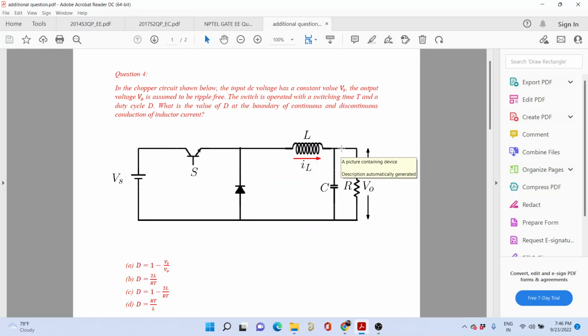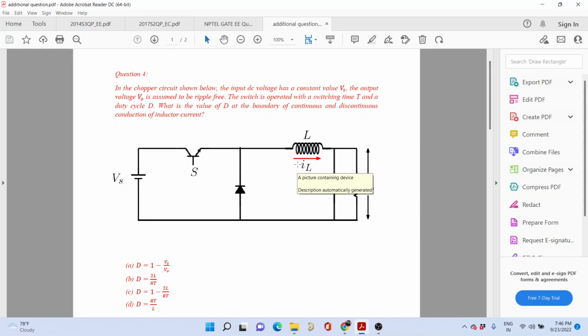At this point the potential is V0 because there is a voltage stiff element over here. The capacitor C is a voltage stiff element. So you will say that the ripple is very small, almost negligible, and that the voltage across the output terminals is constant. So the voltage across the inductor is Vs minus V0 during the turn on time.